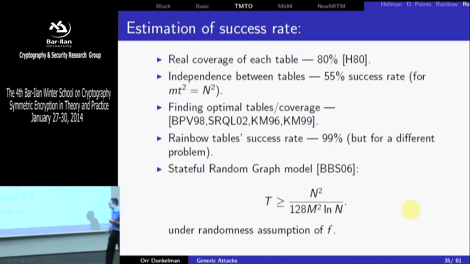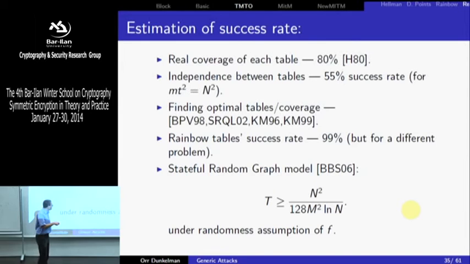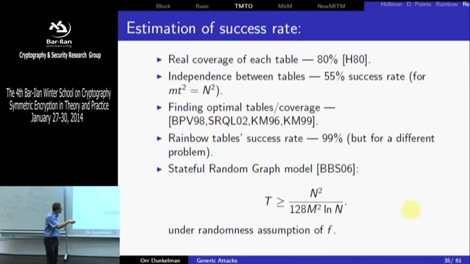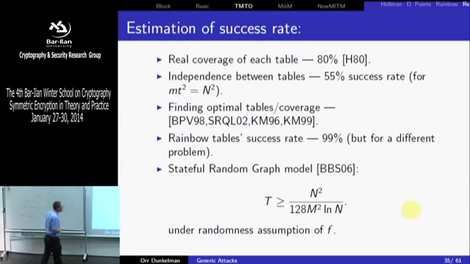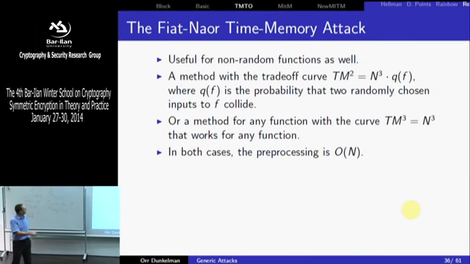In any case, there is a theoretical proof that says that the online time complexity is larger than N squared over this wonderful constant, saying that up to a logarithmic factor, the Hellman table is the best option if you assume that f is random. And if you assume that f is not random, there is an Oechslin paper that shows that you can reach the curve TM to the power of 3 = N to the power of 3 for any function.